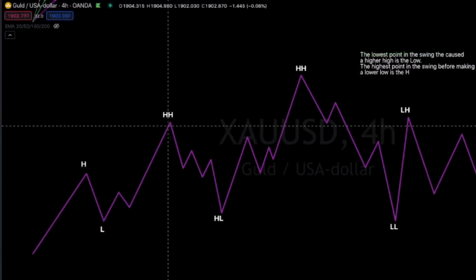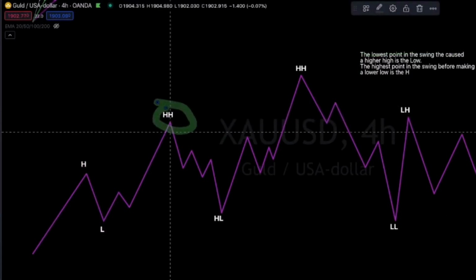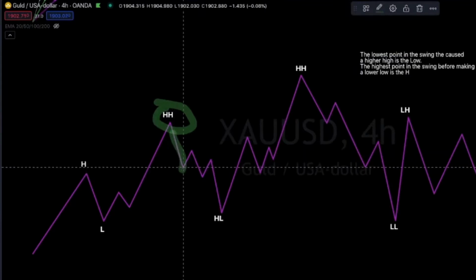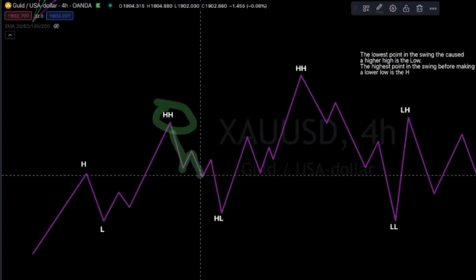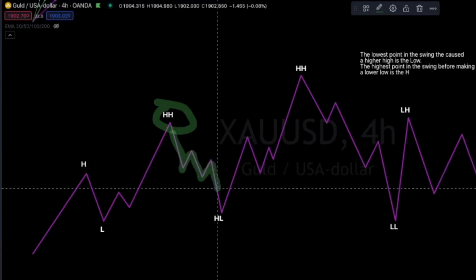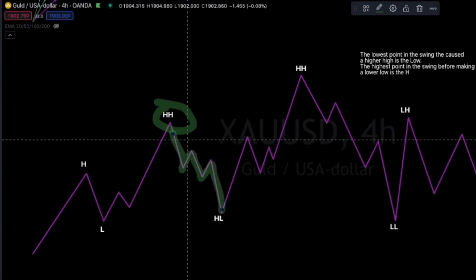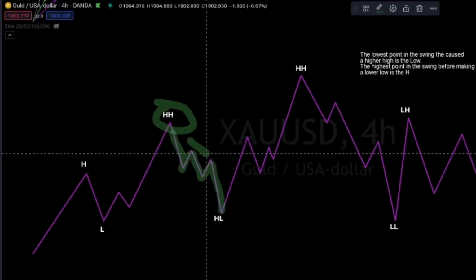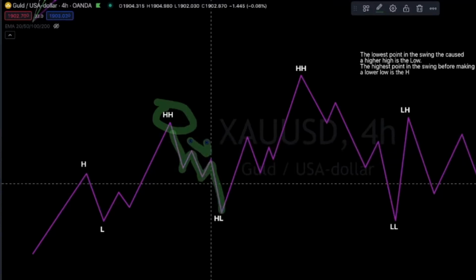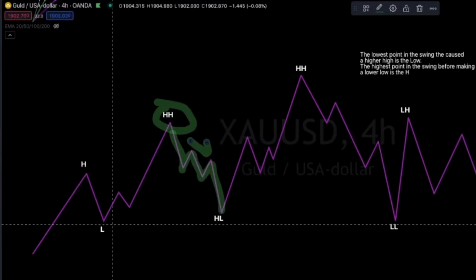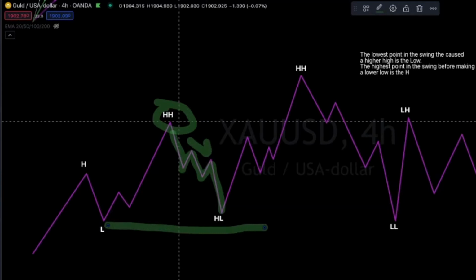So now what's happening? From this higher high, market retraces, creates a low, pushes up, creates a new low, pushes up, creates a new low. So we have an internal downtrend here. Market is moving downwards, internal. Why is this internal? Because it hasn't broken this low, it hasn't broken this high.